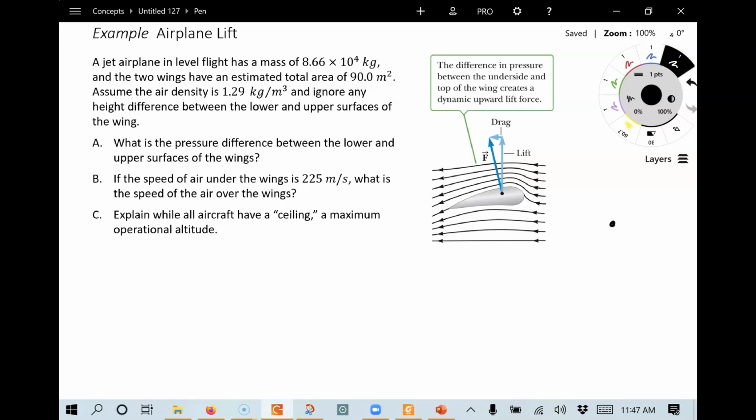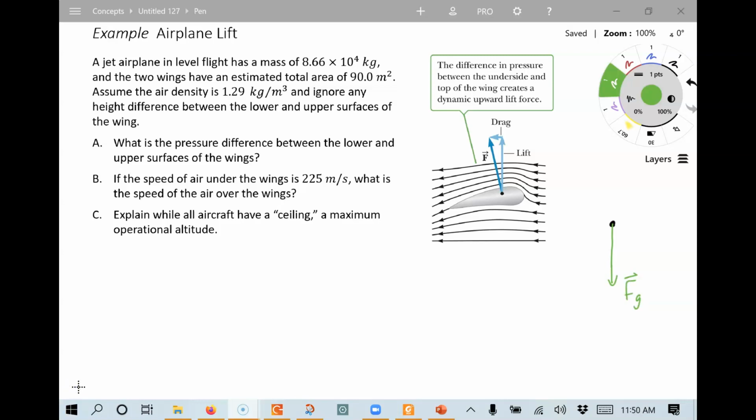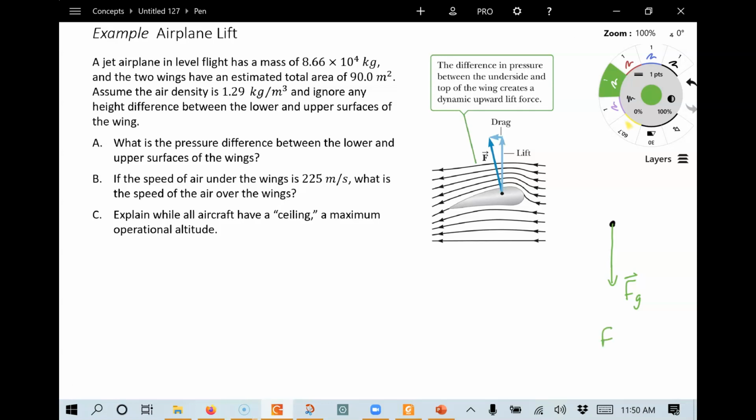So let me just represent the airplane as a dot here. And we know that we have a force of gravity that is directed downwards, Fg. And we know that we have the mass of the airplane, so we can calculate the magnitude of the gravitational force. It's going to be the mass of the plane times the gravitational acceleration constant.